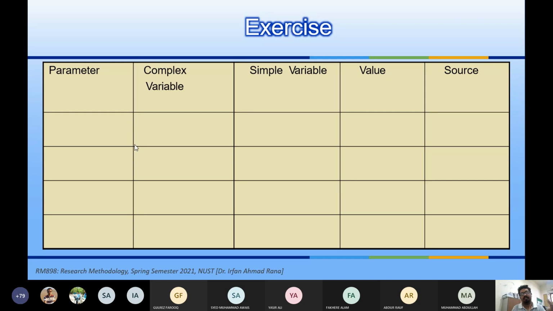Think of an objective and think what sort of data you need for that. What sort of data will you get, and where will you get it from? What will be the measurement unit? And how will you get it? So let's have a small exercise.